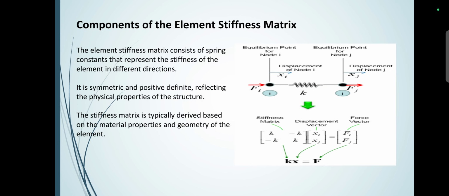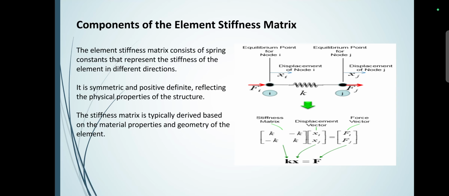Components of element stiffness matrix: equilibrium point for node I, equilibrium point for node J, displacement of node I, displacement of node J, and here you can observe the spring with point forces Fi, Fj and stiffness K. Stiffness matrix, displacement vectors, force vectors. In the stiffness matrix we can observe k, minus k, minus k, k. Displacement vectors xi, xj; force vectors fi, fj.